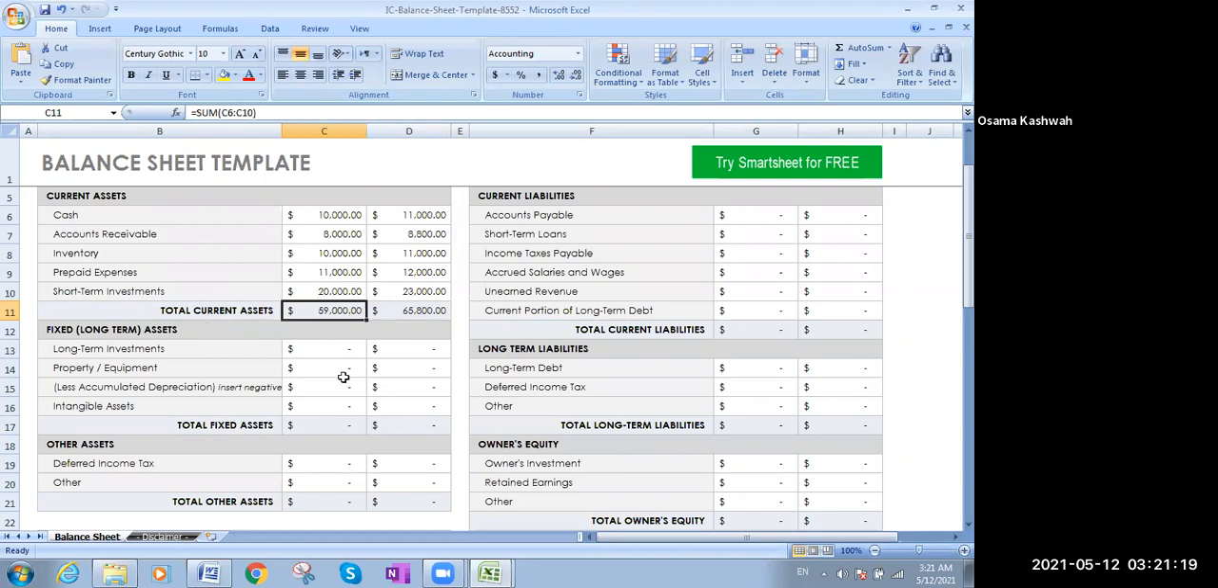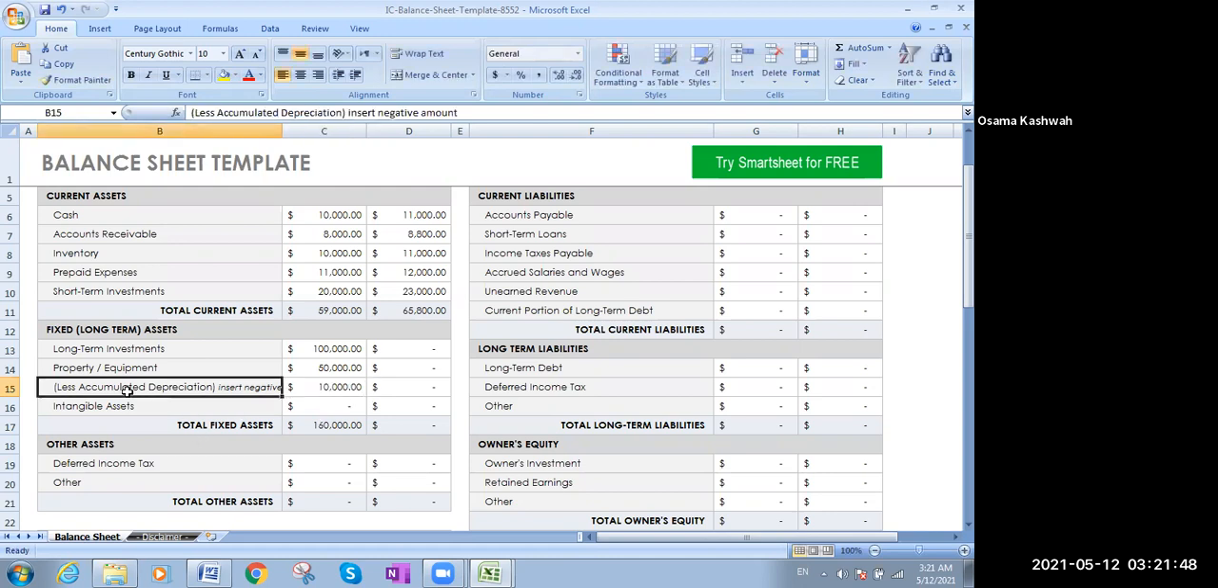total current assets. Now we'll move on to the fixed assets, because we said the balance sheet consists of the current assets and fixed assets and other assets. So the second part will be the fixed assets. Now we'll move on to the long term, like we say here as an example, 100,000, let's say. And the equipment is 50,000. And the accumulated depreciation is 10,000.